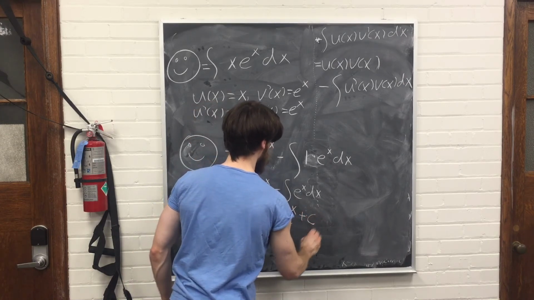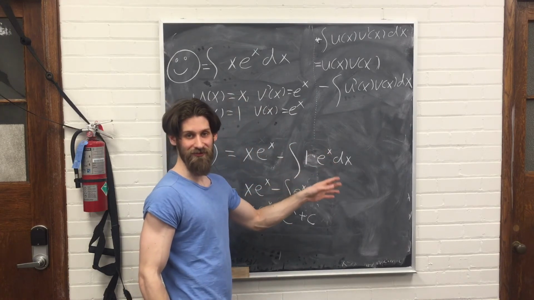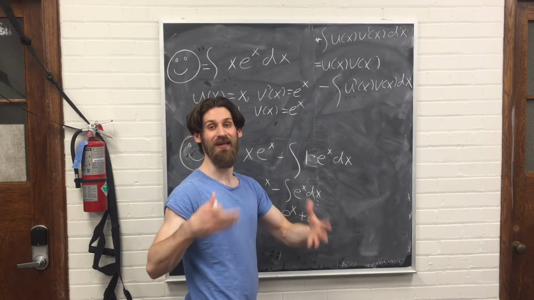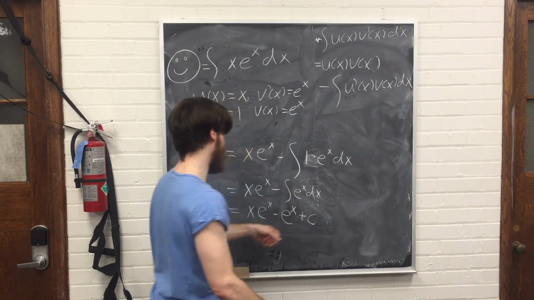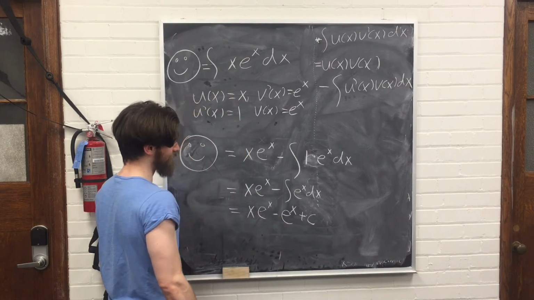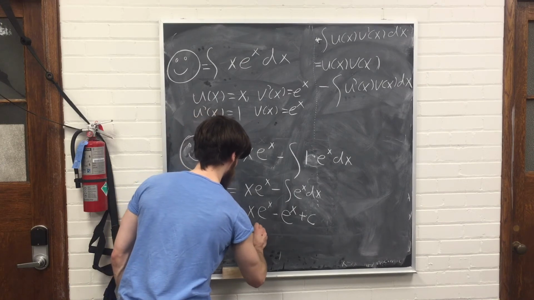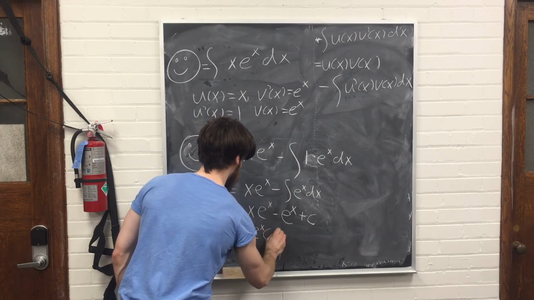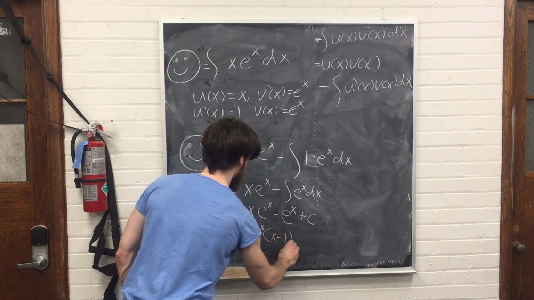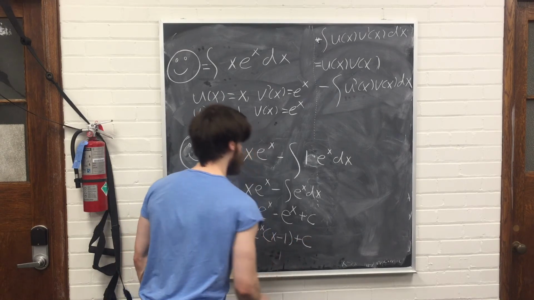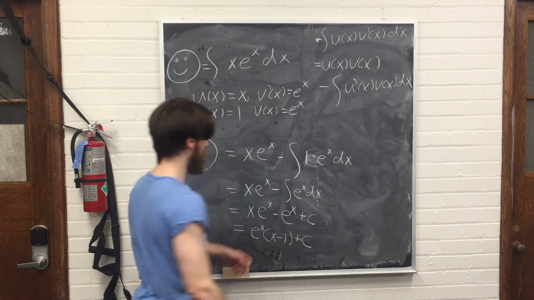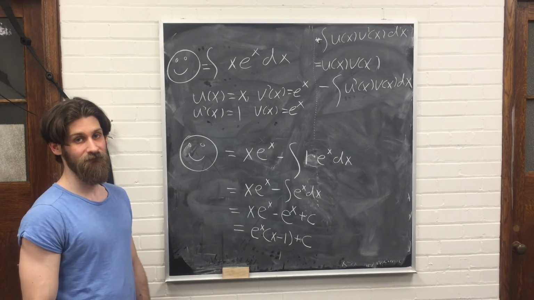I wasn't keeping track of the constants before, but at the end of it, you need to have a constant there. And if we want, we can simplify this. We can write it as e to the x times (x minus 1) plus a constant. So that's what it is.